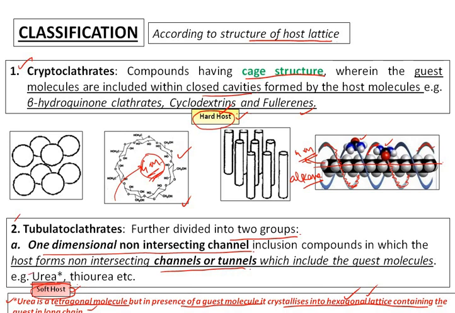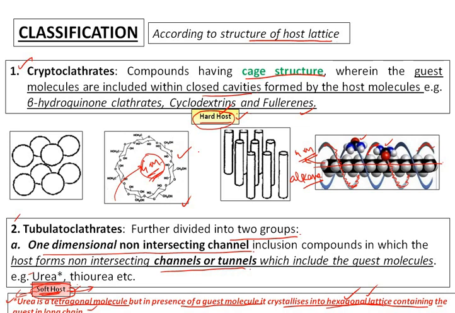As you can see, urea is a tetragonal molecule. It's completely different before the bond formation with the guest molecule, but after the guest molecule appears and it interacts with it, it has a completely different structural feature. It crystallizes itself into a hexagonal lattice. So it is something else before and something else after. Such kind of host which has a different structural feature before and after the bond formation with the guest molecule is called a soft host. And when there is no change in the host before and after the bond formation with the guest molecule, it is called a hard host, right?